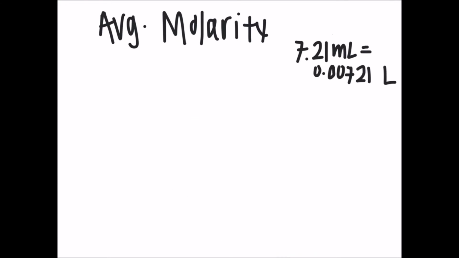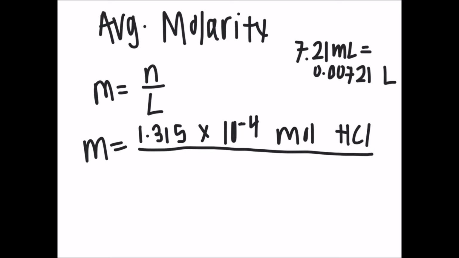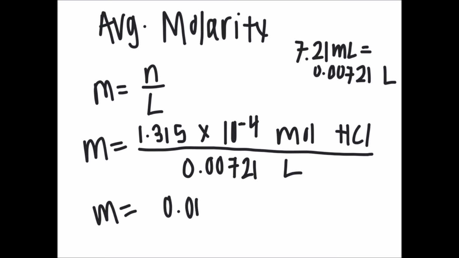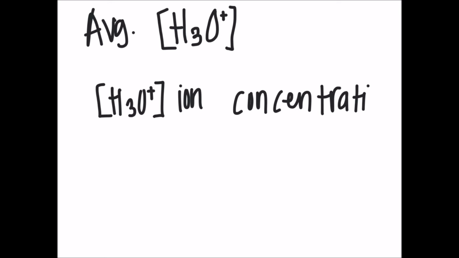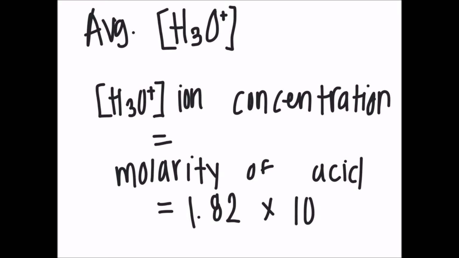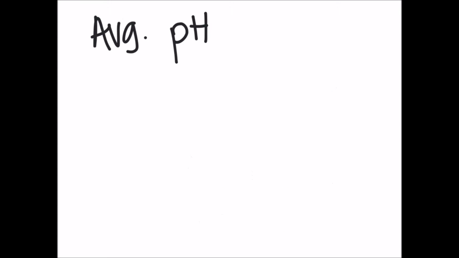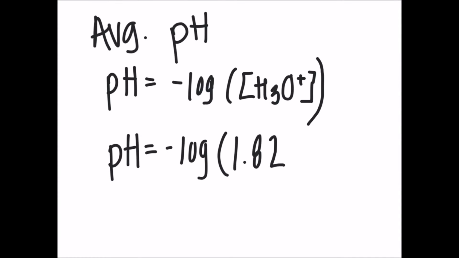Now we're going to find the average molarity. Use the molarity equation and plug in the moles you have and the liters of solution. Now we're going to do the hydronium ion concentration, which is just the molarity of an acid. Now for the average pH. This is just the negative log of the hydronium concentration.